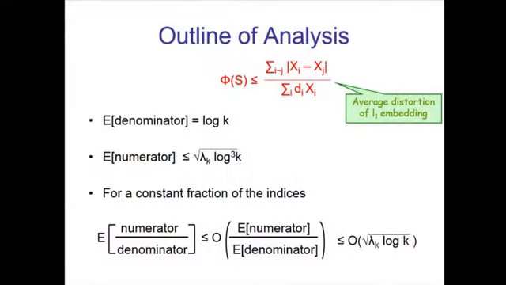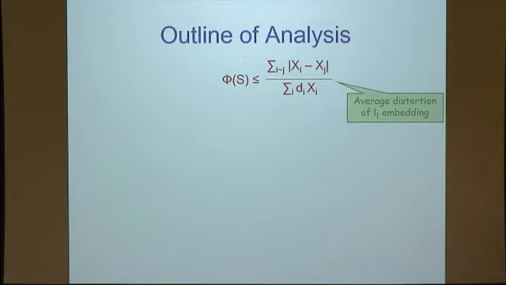Okay. So roughly the analysis is going to go like this. Recall that this is the average distortion, and I want to show that this is small for a constant fraction of the indices. So I'll show you that the expected value of the denominator of each of these is like log k, and the expected value of the numerator is like square root lambda k log cube k. Okay, so the ratio is like what we want.